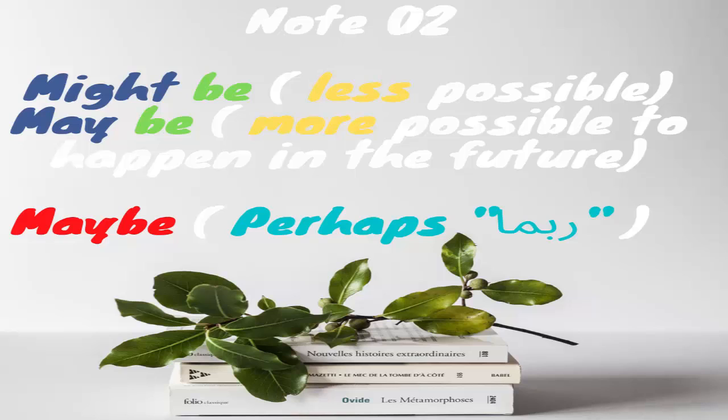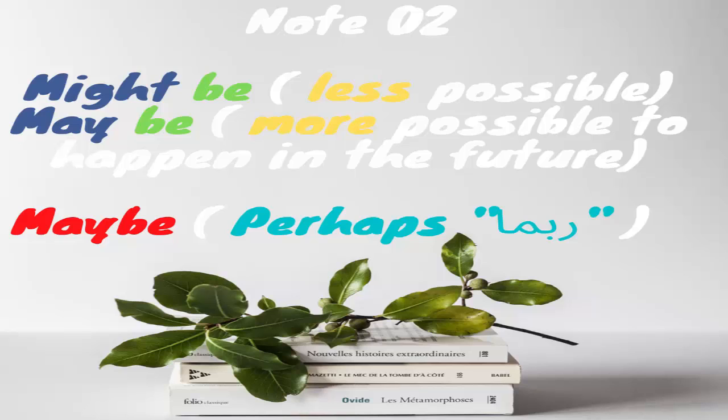And we can also say, it may be a good opportunity. So here when we say might be, of course, it's less possible. As we said, might is less possible and may is more possible. But notice the verb to be here.